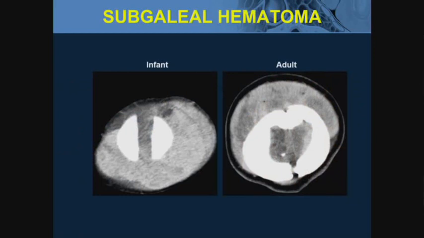Here are 2 examples. They're both extensive. Here's an infant. You see it crossing the midline. This is a subgaleal hematoma. Here's another one in an adult crossing the midline. In the infant, a subgaleal hematoma can become life-threatening. In an adult with a coagulopathy, it's surprising how much blood you can lose. And just as we look for swirl signs in epidural and subdural hematomas, in older adults, look for this kind of heterogeneity in the density of the subgaleal hematoma, where there may be active bleeding going on. And these can get absolutely enormous.